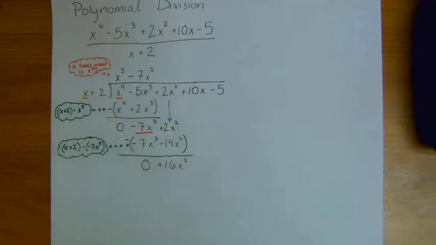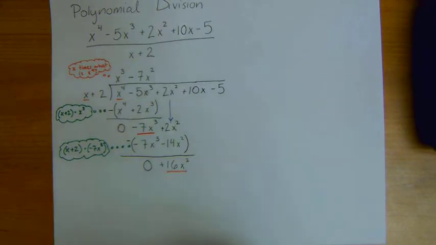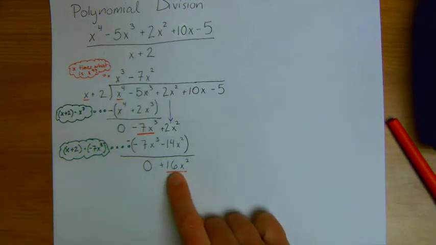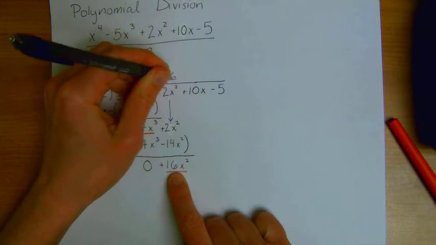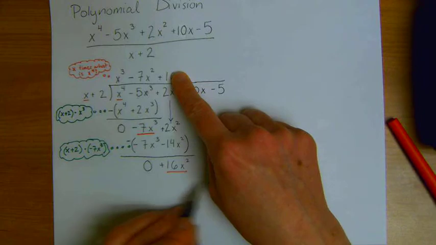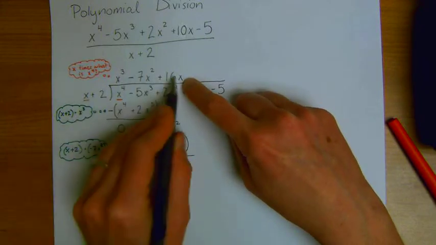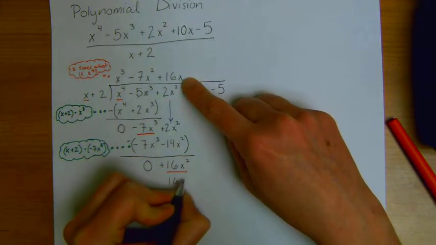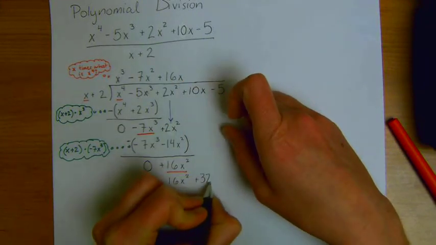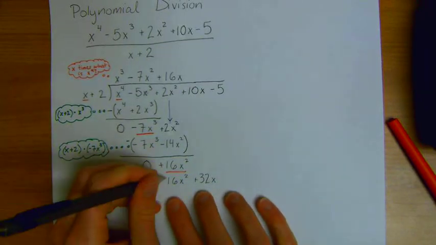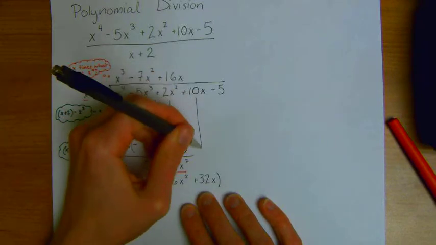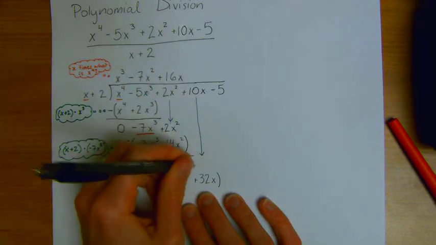Let's do round 3. Highlighting in red, we say x times what is 16x squared? That's going to be 16x. Then I multiply this times this to get my next set of terms. X times 16x is 16x squared. 2 times 16x is 32x. I know I want to subtract this, so I bring down this 10x for the subtraction.